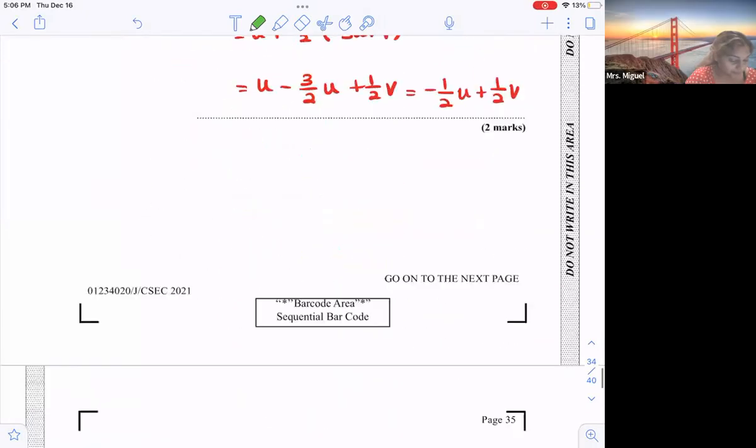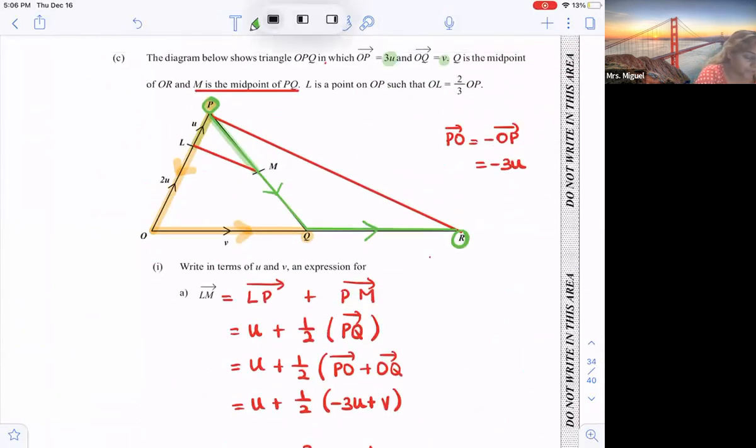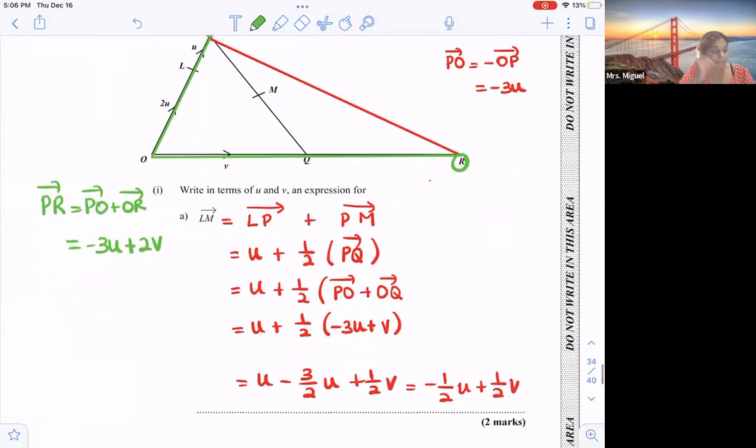But we don't know the vector PQ, but we know the vector O. So here is how we could pass. We could go from P to O and then from O to R because we know those vectors. So PR is the vector PO plus OR. The vector PO is minus 3U and the vector OR is 2V. So take that out. This is part B.